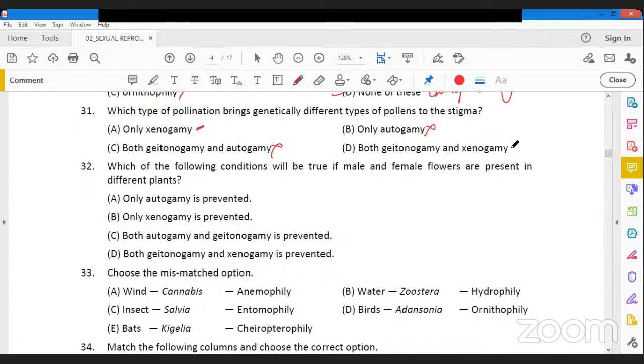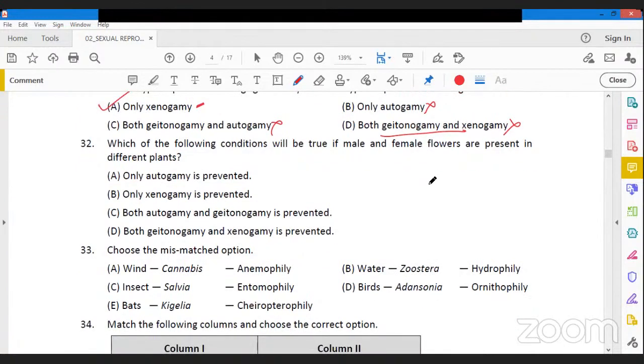Both geitonogamy and xenogamy, if that is the option, geitonogamy will not bring genetically different type of pollen. Why? Because it is of the same flower. Only xenogamy would be the best answer here. Geitonogamy, we say that no, even though it is cross pollination, functionally it is self pollination. Why? Because it brings the pollen of the same plant.